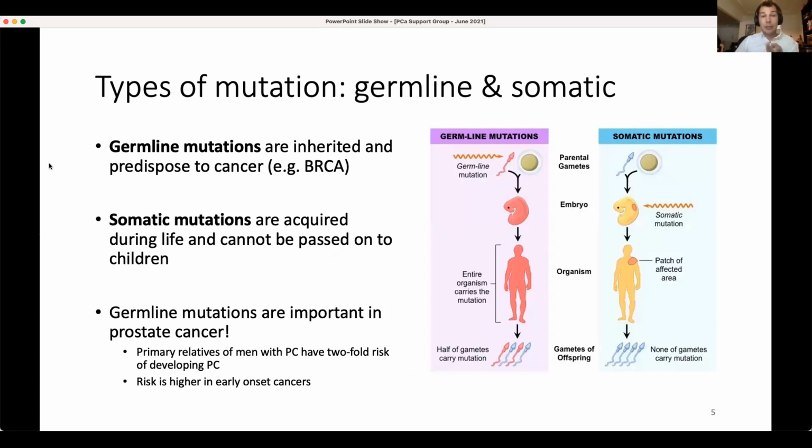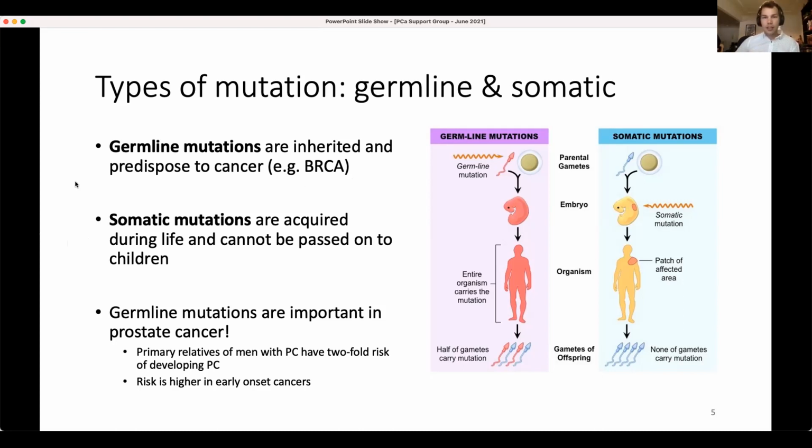Now, there's two types of mutations that we often care about in cancer research, and these are germline mutations and somatic mutations. So, as I mentioned, germline mutations are those that are inherited from your parents, and although they don't cause cancer, they can predispose you to getting cancer. One of the most common examples of this is a mutation in the gene called BRCA, BRCA1 or BRCA2, which you may have heard of. Specifically, this is mostly associated with breast cancer. That's in fact what BRCA stands for. It stands for breast cancer associated gene.